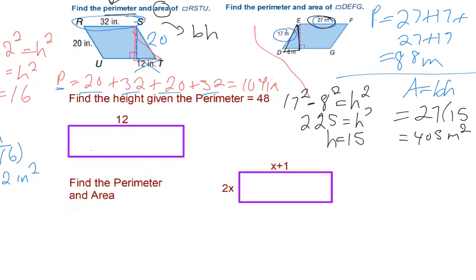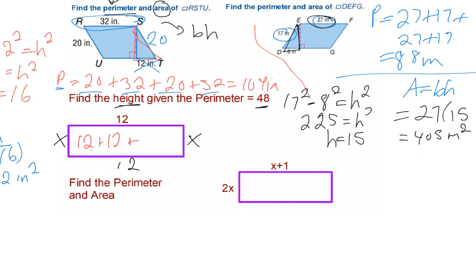Now sometimes you will be given a piece of information. For example, I'm given the perimeter is 48, and I need to find the height. So that means this is x, and this is x, and this side is 12. So I'm going to go 12 plus 12 plus 2 x's, one for each side, equals 48. I need to solve that.